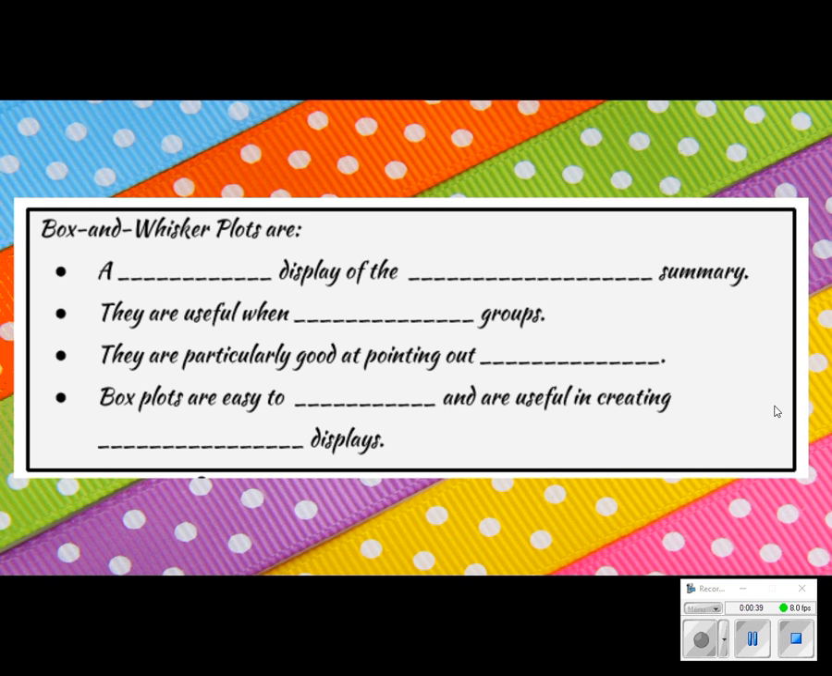And box and whisker plots are a graphical display of the 5-number summary. Remember we talked about the 5-number summary? The minimum, Q1, the median, Q3, and the max, the 5-number summary. They're useful when comparing groups. They're particularly good at pointing out outliers. And box plots are easy to make and useful in creating comparative displays. So it goes back to they're useful when comparing groups.